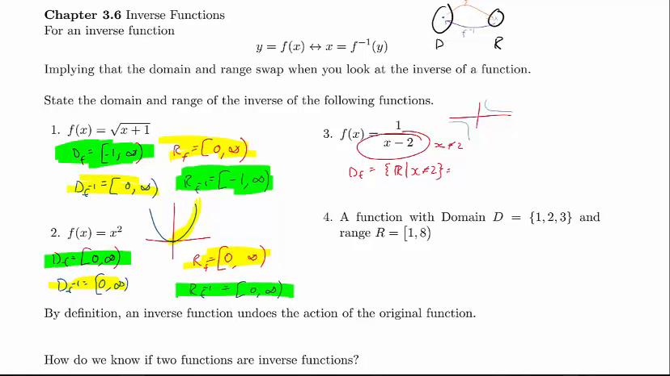And that can also be captured by writing it in this format. Negative infinity to 2, open parentheses, union 2 to infinity, right? They both mean the same thing.